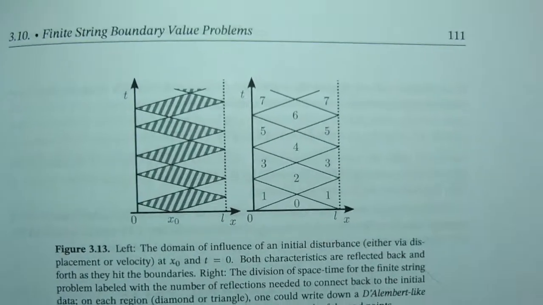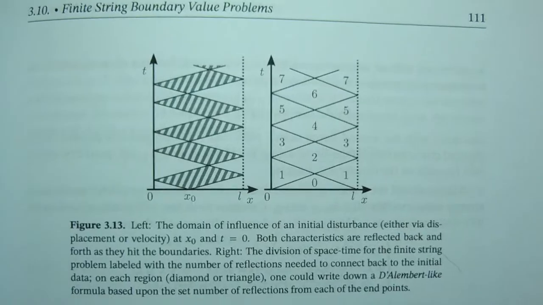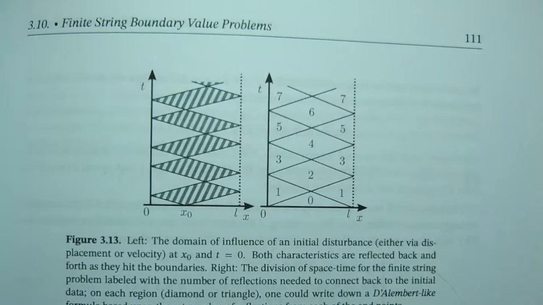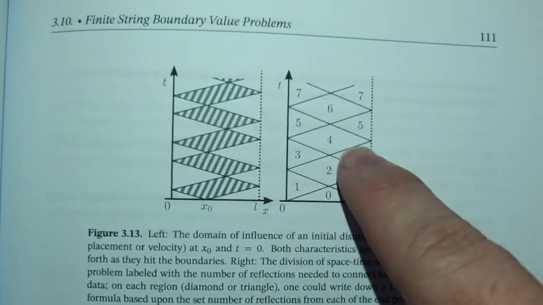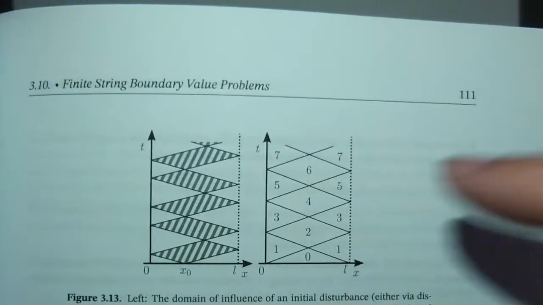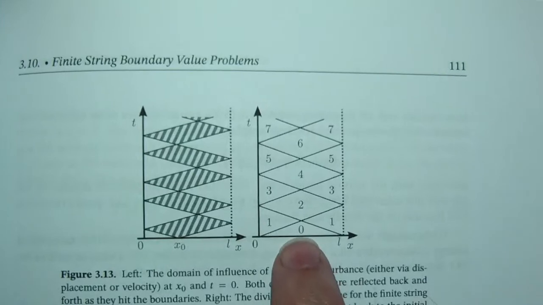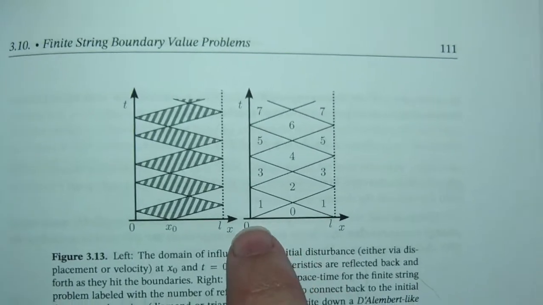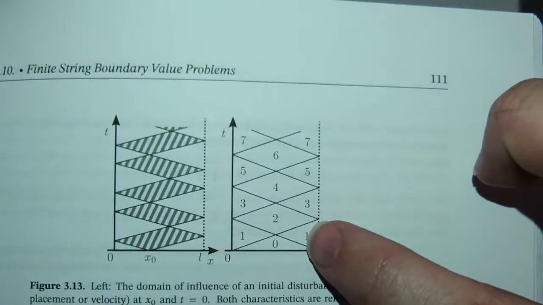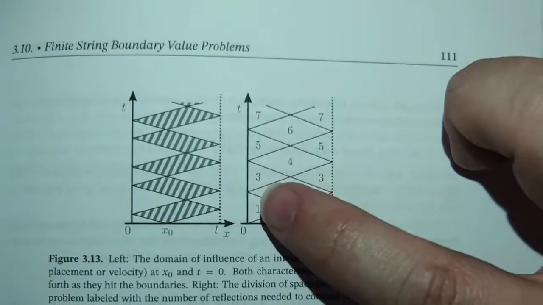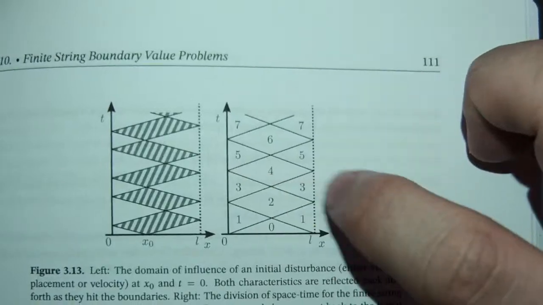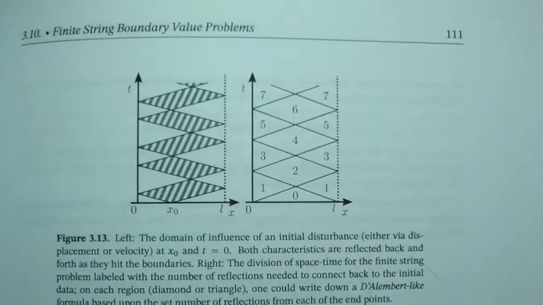On the right, I'm dividing up our space-time here in a way that allows me to do what? I have labeled in each region the number of reflections needed to connect back to the initial data. In this region, I don't need any reflections, because the initial data is provided right here. But in these two regions, I have one reflection each to get me back to the initial data. In this region, I have 2, 3 here, 4 here, and you can count on and on in this way.